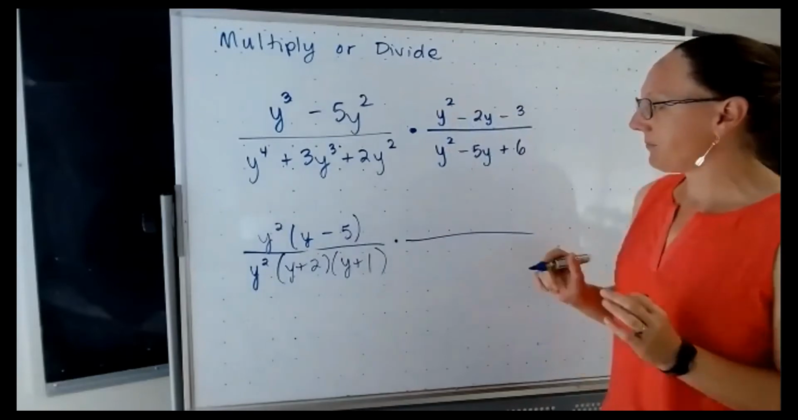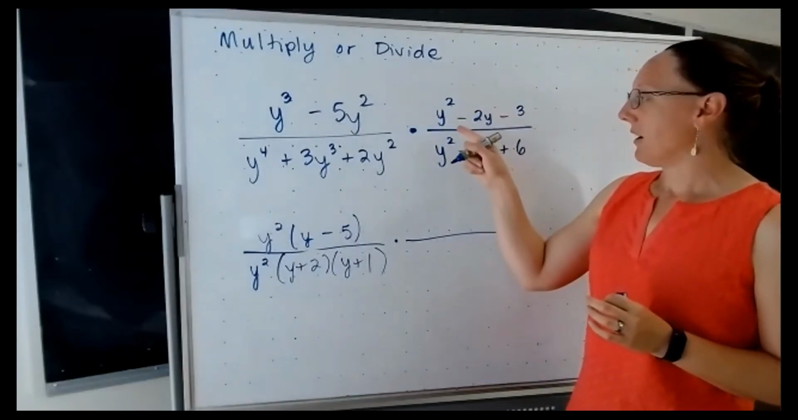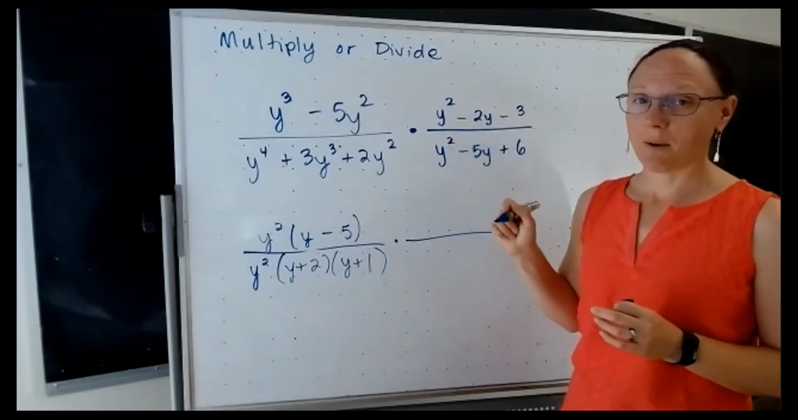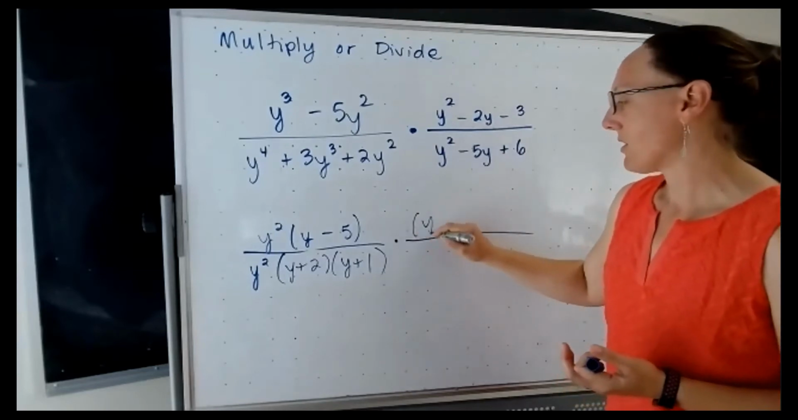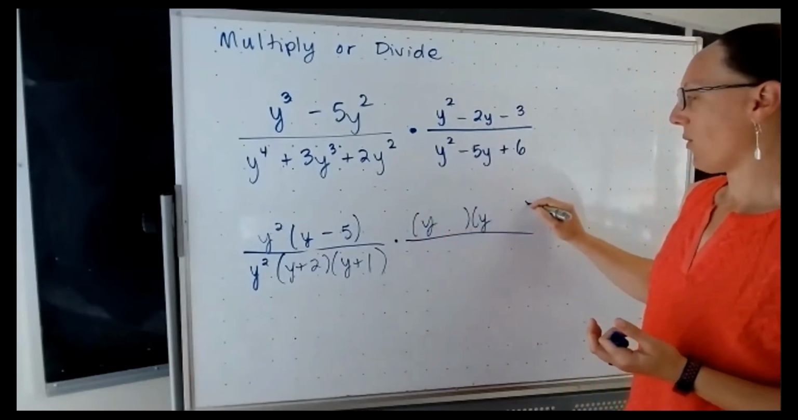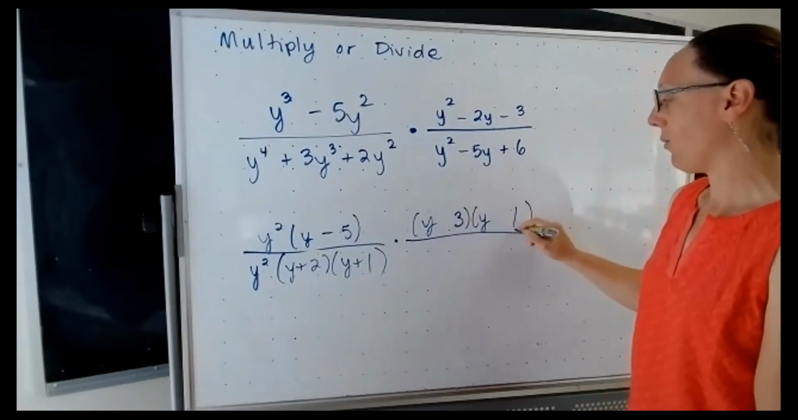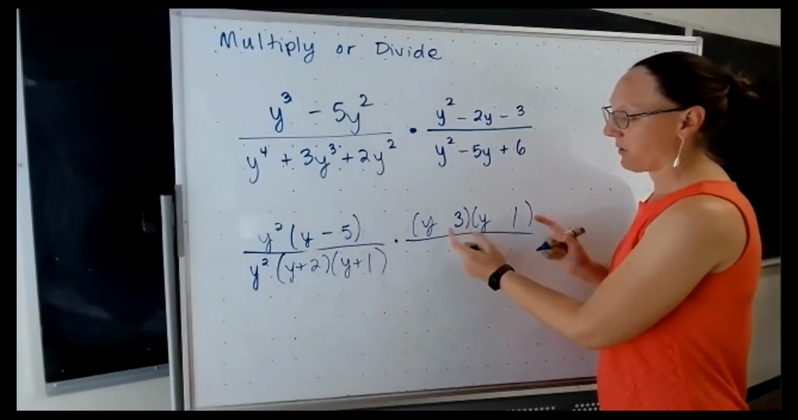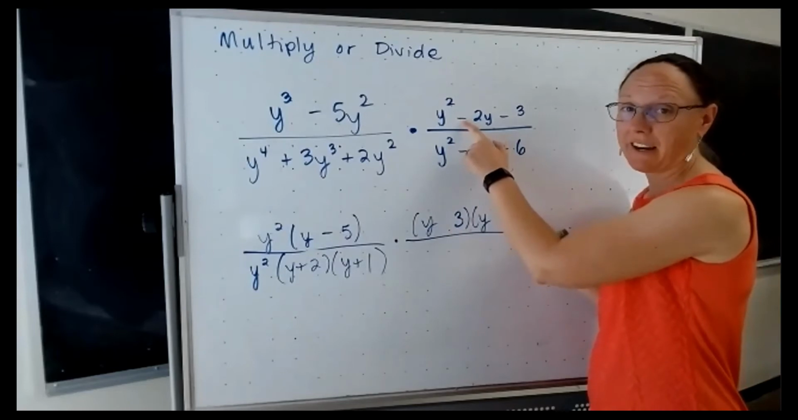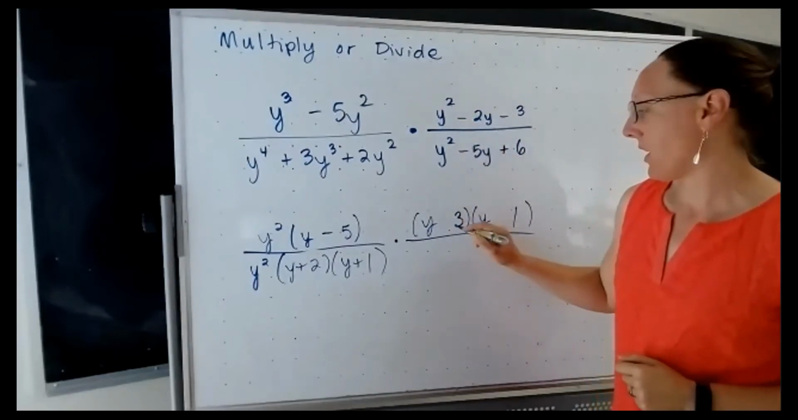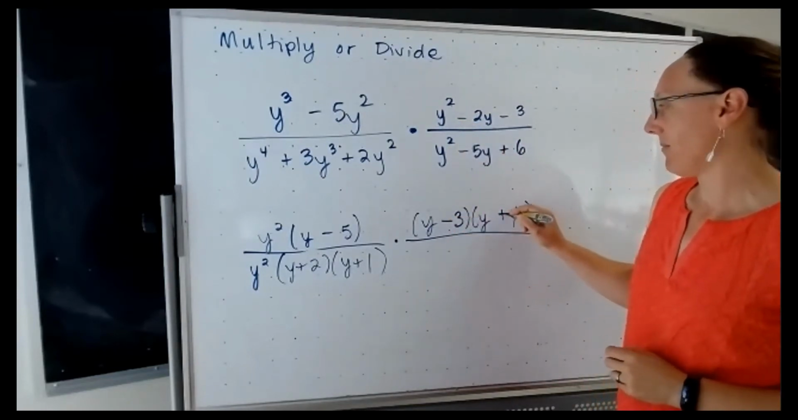Looking over here, y squared minus 2y minus 3. Well, to get that y squared, I need a y and a y. There's only one way to multiply and get 3 and 1. And if I use a 3y and a y, I can definitely get a negative 2y as long as the 3 is negative.